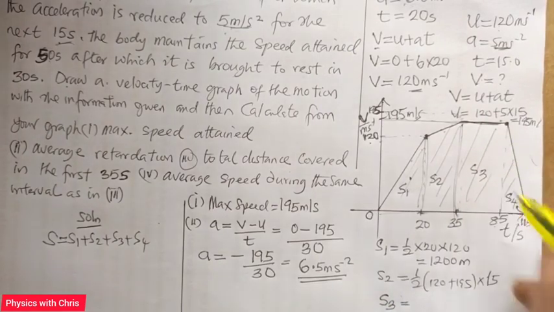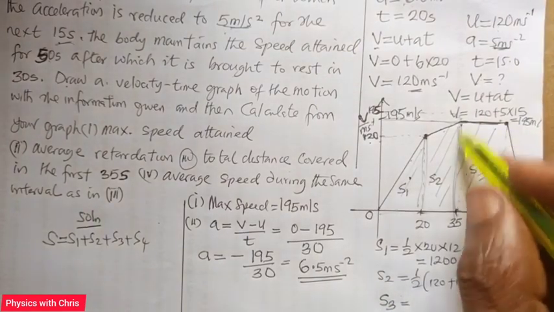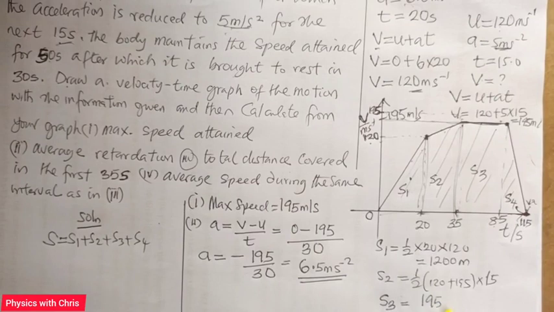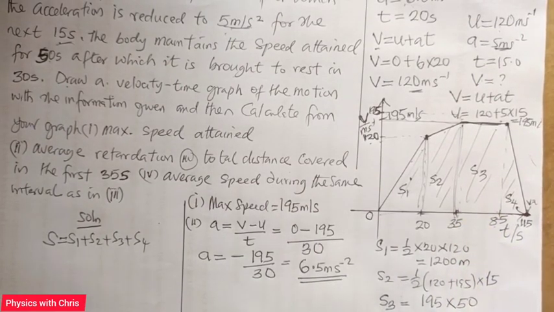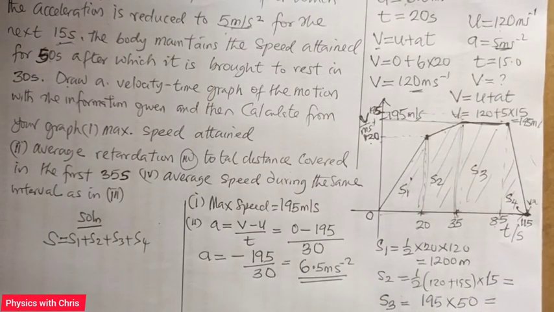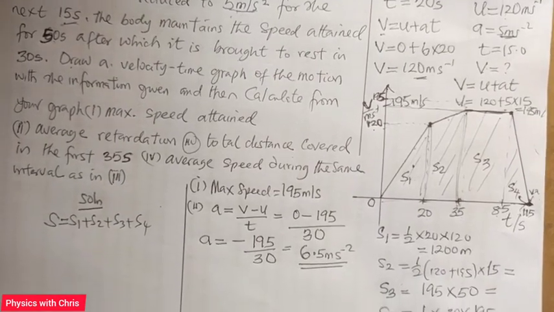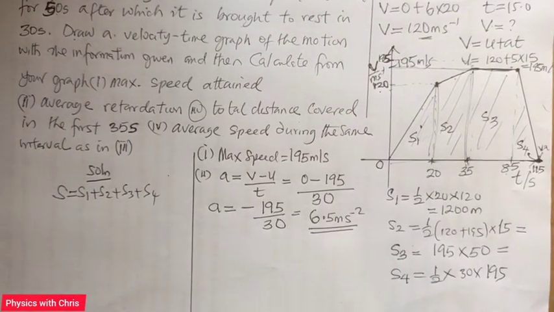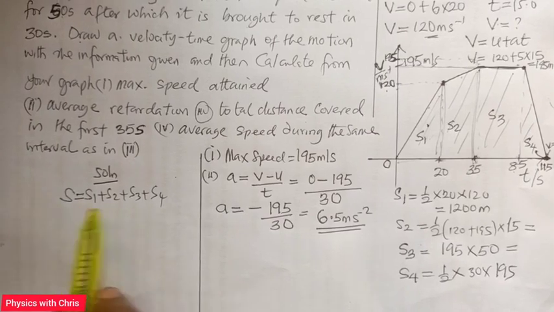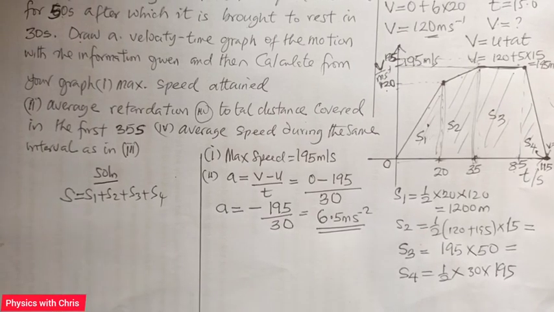Then S3 is the area of a rectangle, which is length times breadth. This is 195 times the breadth, that is 50. And then my S4, you can work that out also, is the area of a triangle, which is half base times height. My base is 30, my height is 195. So that's how we arrive at S1, S2, S3, S4. When I sum all together, I have my total distance.